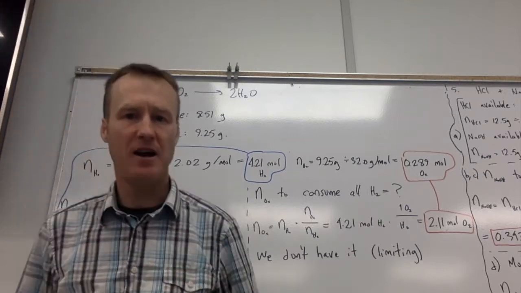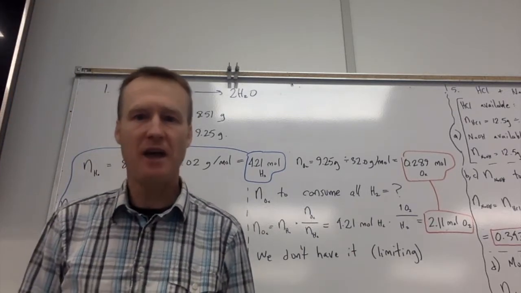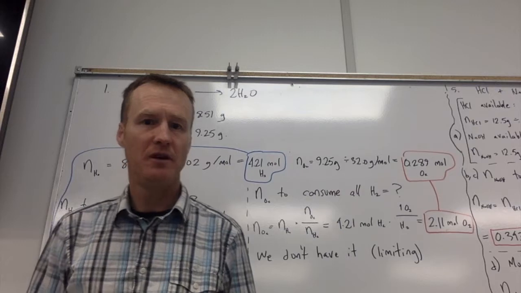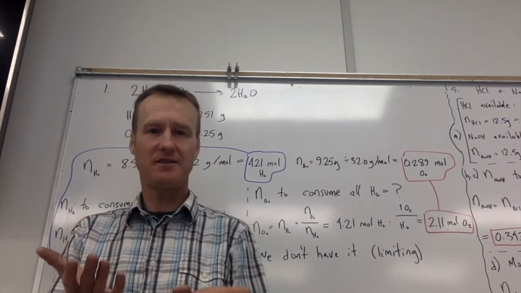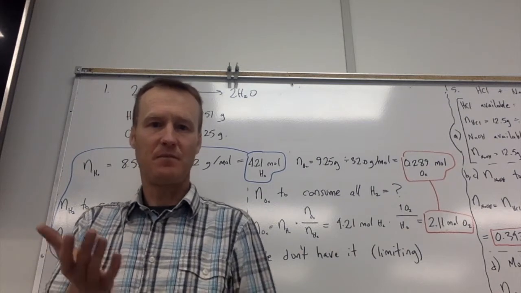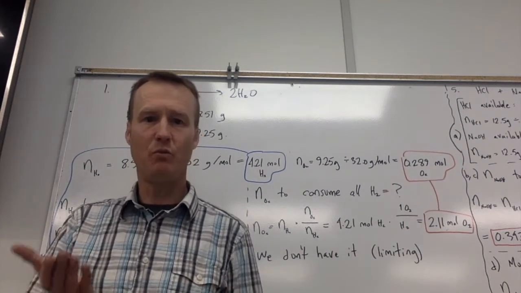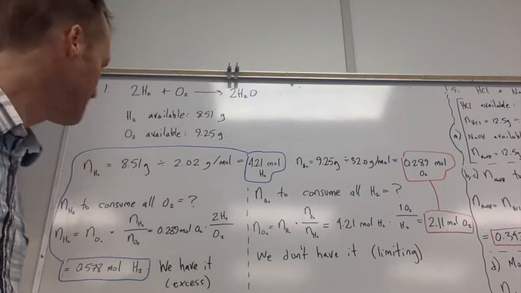Now we go through this and we ask, do we have enough H2 to react with all the O2? Do we have enough O2 to react with all the H2? One of them will be excess, the other will be limiting. There's only 2 reactants. If we have one, we're going to have the other.